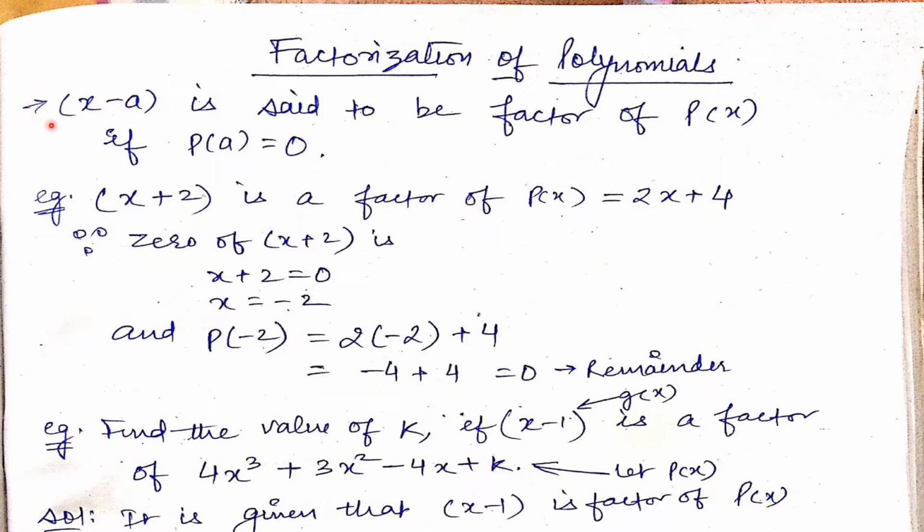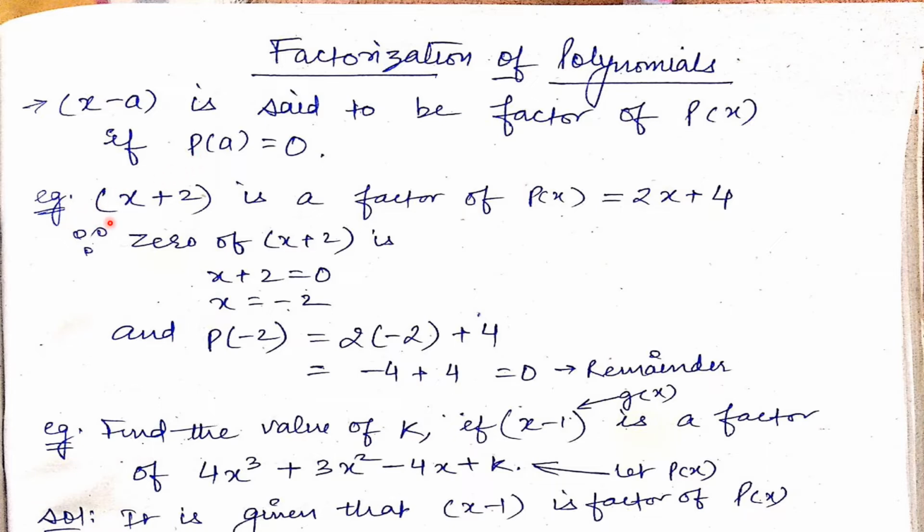In the last class I told you that if x minus a, suppose x minus a is your g(x), is said to be a factor of p(x), then it means that p(a) should be 0. Yes, it is a condition. If p(a) is coming as 0, we can say x minus a is a factor of p(x). Now, take an example.